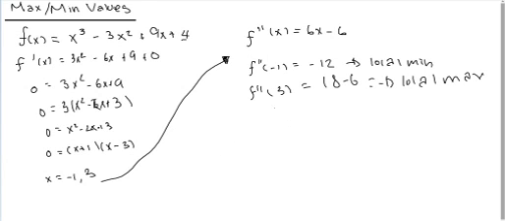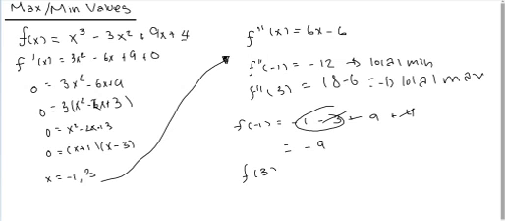Now, in order to find the y-coordinate of these maximums and minimums, we plug them back into our original function. So f of -1 is equal to -1 minus 3 minus 9 plus 4, so these two cancel out. So we get -9. And f of 3 is equal to 27 minus 27 plus 27 plus 4. That is equal to 31.